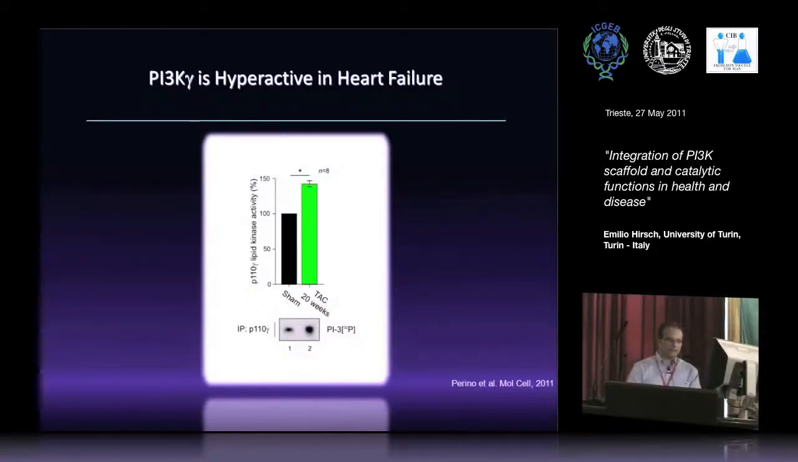So we started to go for measurement of PI3 kinase gamma activity and compared the hearts in a normal condition and hearts that developed heart failure, so basically after 20 weeks of aortic banding. And as you see here, the activity of the enzyme increases with heart failure. So this means that somehow PI3 kinase gamma activity is modulated in the remodeling of the heart following aortic constriction.